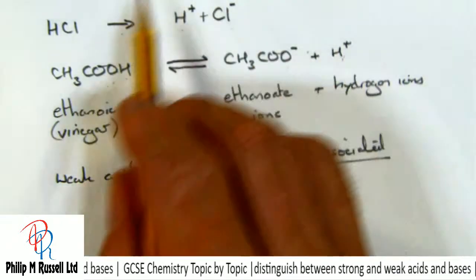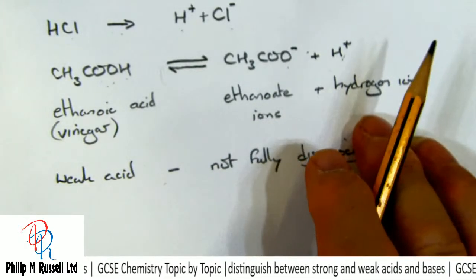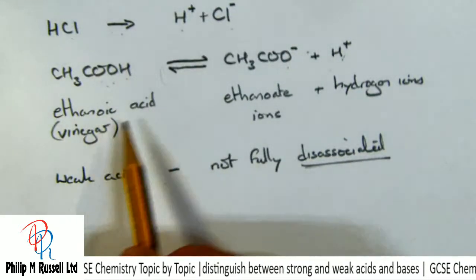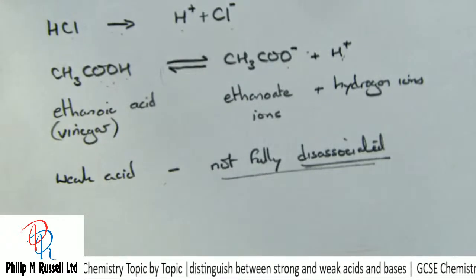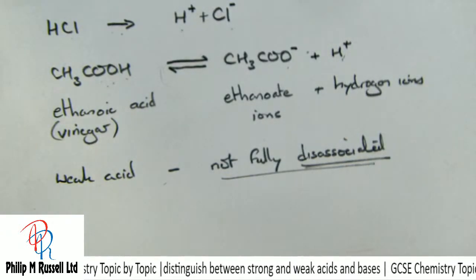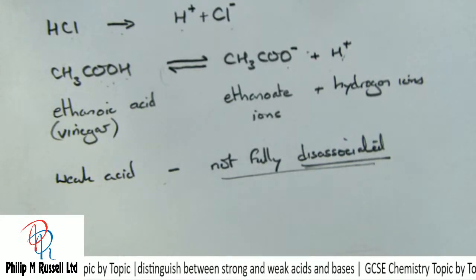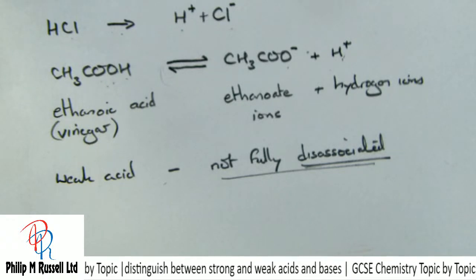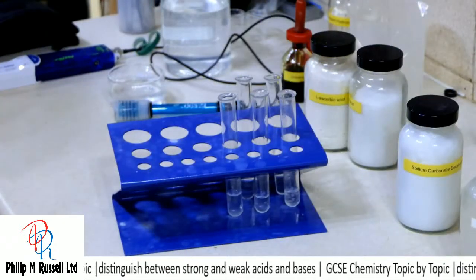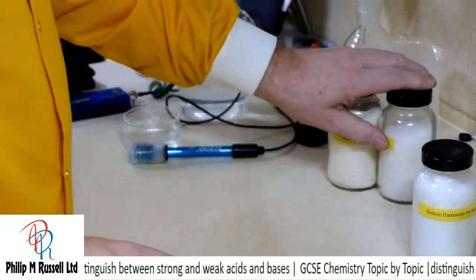So a weak acid isn't necessarily one with lots of water added to it, but in fact it could be one where it does not fully disassociate. Well, let's have a look at the pH of some of these acids and see what we can come up with. So let's have a look at the pH of a few of these acids.